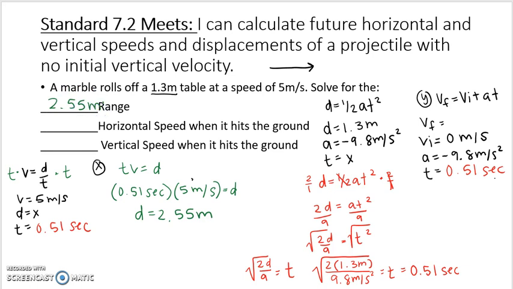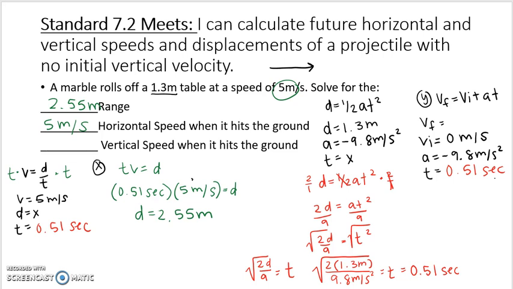The other two things I need to solve for are a horizontal speed when it hits the ground and a vertical speed when it hits the ground. Well, I know that if it launched at 5 meters per second horizontally, that's never going to change. So I should have 5 meters per second as my horizontal speed when it hits the ground.